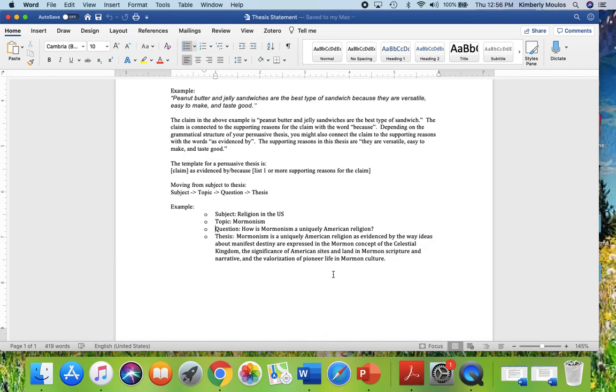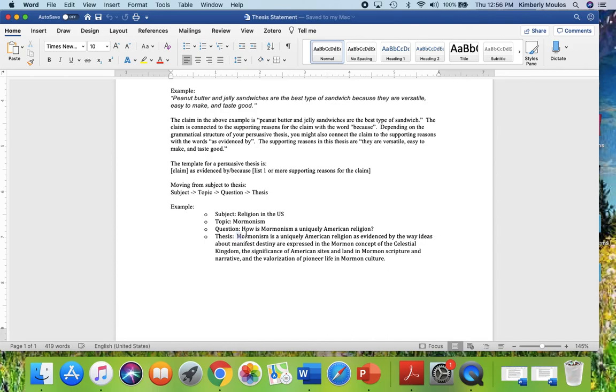So here would be an example thesis statement. Mormonism is a uniquely American religion, as evidenced by, there's the transition phrase, the way ideas about manifest destiny are expressed in the Mormon concept of the celestial kingdom, the significance of American sites and land in Mormon scripture and narrative, and the valorization of pioneer life in Mormon culture.